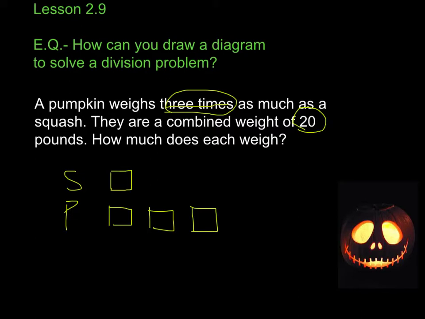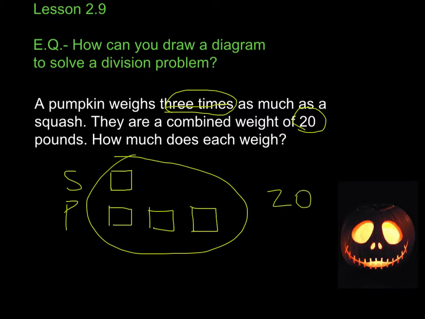We know that these rectangles combined have to add up to 20 pounds. And if there are 4 of those rectangles, we're going to divide that 20 pounds by 4. Therefore, each one of these rectangles would stand for 5 pounds. Now we need to figure out how much each one weighs. The squash, we can see, has 1 box of 5 pounds. Therefore, the squash is going to weigh 5 pounds.